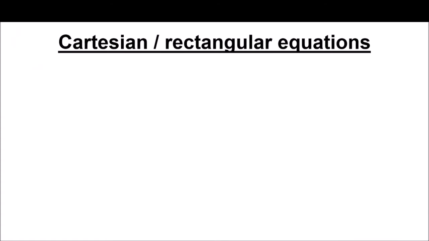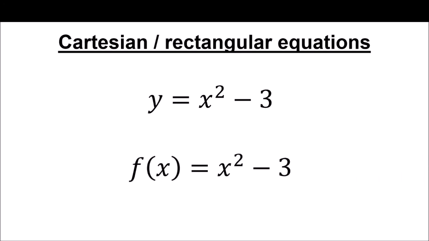Now let's talk about Cartesian or rectangular equations. So, the common type of equation like this. And so, you'd think this is the easy case, right? There's nothing much to talk about. But a couple things. So first of all, remember that we can think of the same equation, y equals x squared minus 3, using something called function notation. So we could take this and write it instead as f of x equals x squared minus 3.